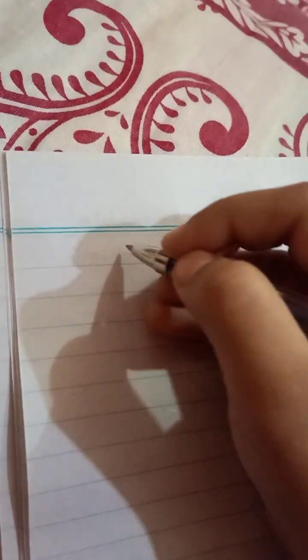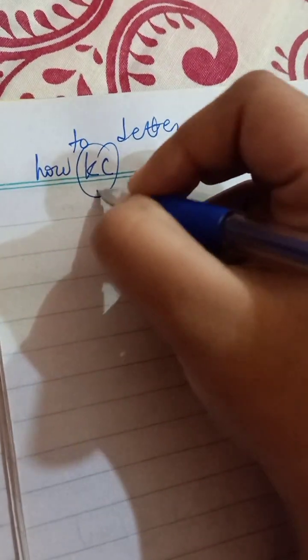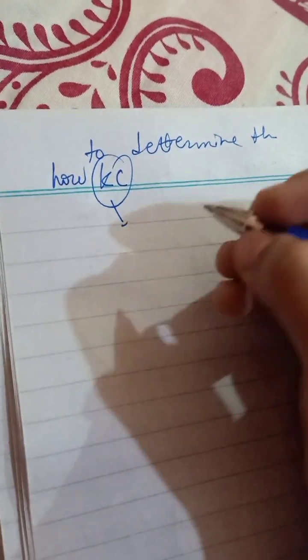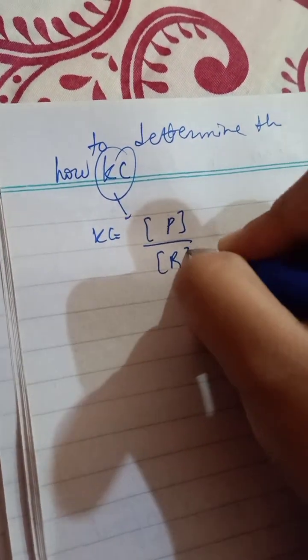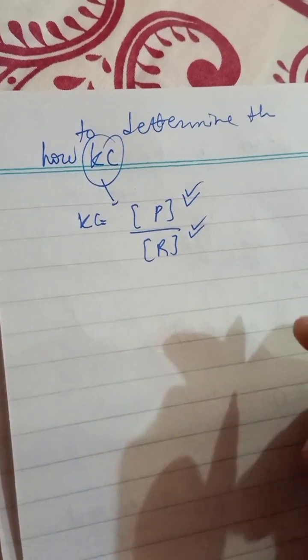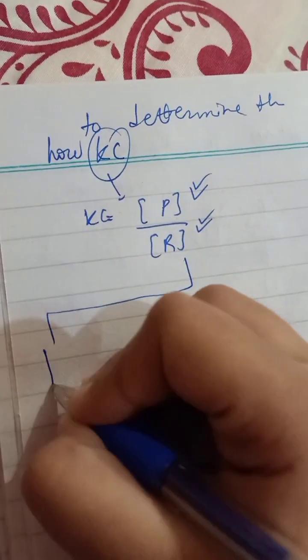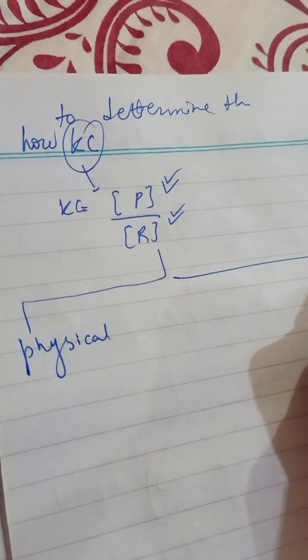In this video we are going to discuss the Kc, how to determine the Kc. What is Kc? Kc is basically the ratio of the concentration of the product to the reactant. How to find that? First of all, we have two methods to find that. First is the physical method and second is the chemical method.